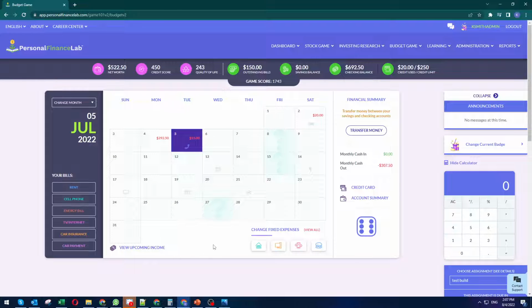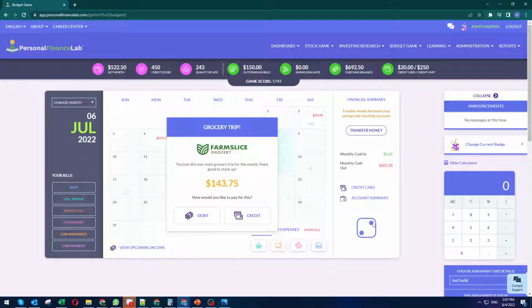Some CTE programs, for example, don't like students assuming that they're starting in college. It lets them go straight into the workforce. So I move forward in the game by rolling a die, which is going to move me forward half a day for every number. So I roll a 2, so I'm going to move forward 1 full day. You can see here I just got my grocery trip for the month, so I need to pay this bill.